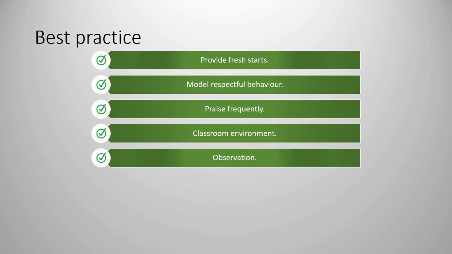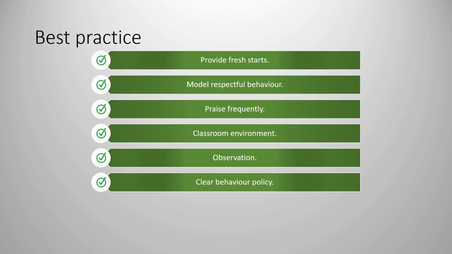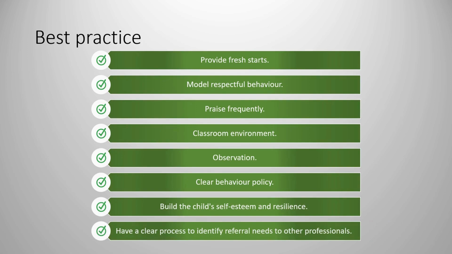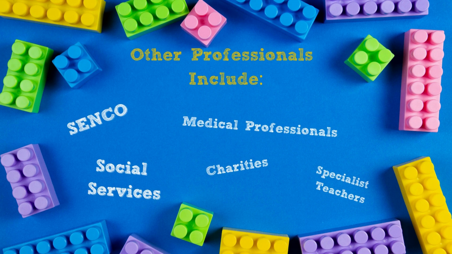Observation. Identify triggers early. Observe the child's behaviour and reactions over time. Teacher assistants can help with this. Build relationships with key adults in the child's life. Find out if they need support. Be clear and open. Have a clear behaviour policy which is consistent and fairly applied. Build the child's self-esteem and resilience. Have a clear process to identify referral needs to other professionals.